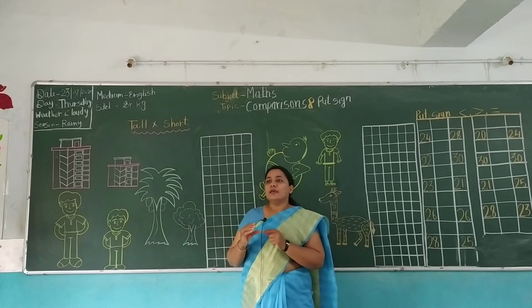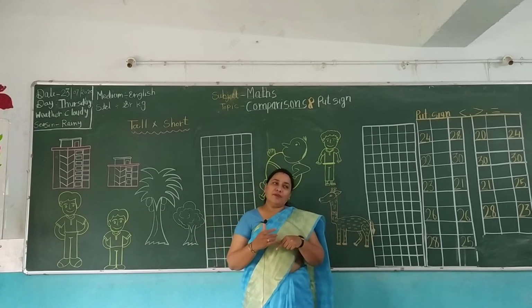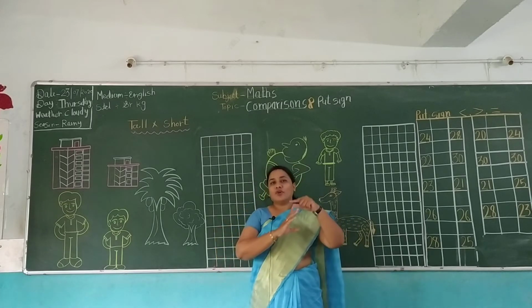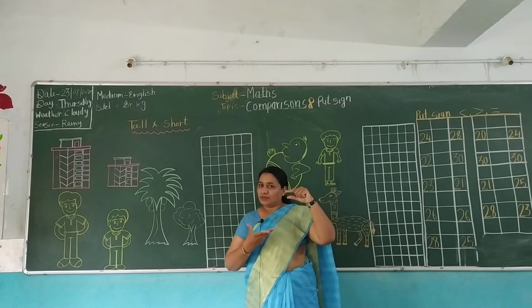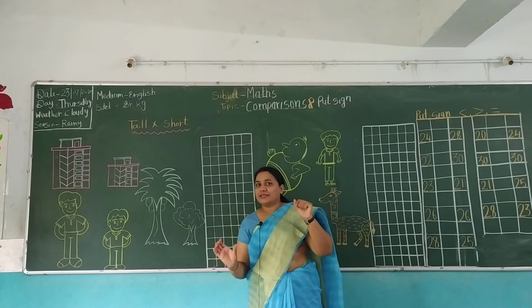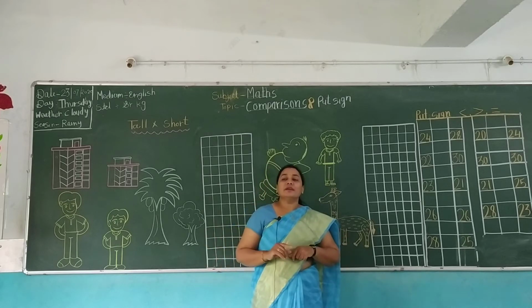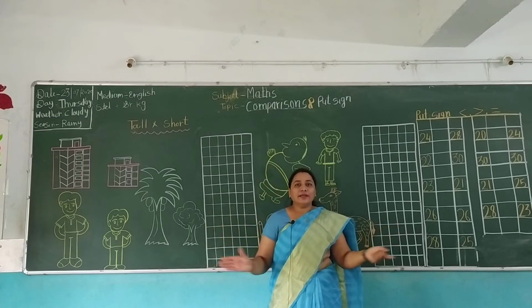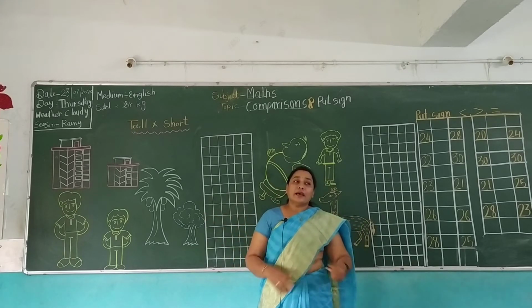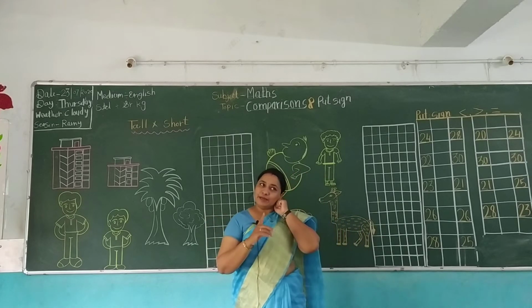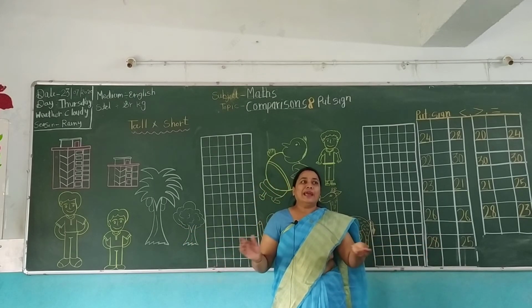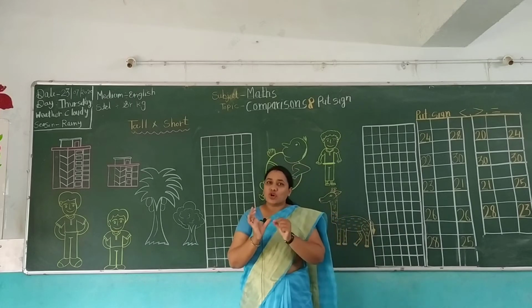Then small. We have given the example of a rat. A rat is so small compared with an elephant. You know everybody, an elephant is so big and a rat is so small. And the next comparison is long and short. Long means we have given the example of a long pencil, and short means a short pencil.